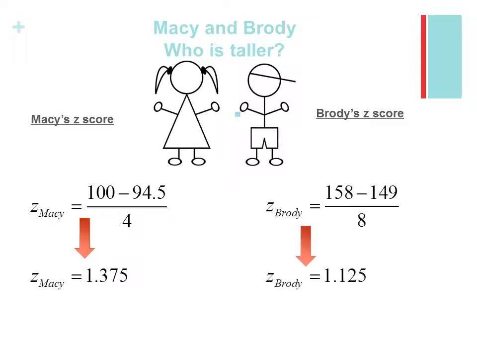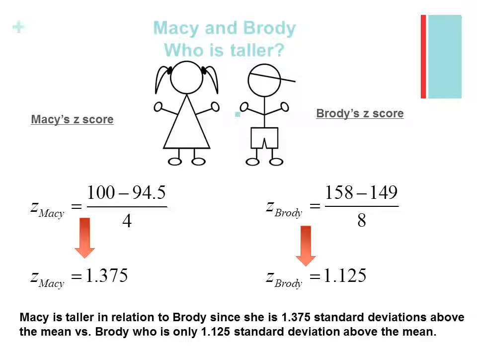Brody's z-score, okay, he was 158 centimeters, and we could have done this in inches. It wouldn't have mattered because in the end, it just ends up as the height minus the average height divided by the standard deviation. So 1.125 standard deviations. Who do you think's taller? Macy is taller in relation to Brody since she's 1.375 standard deviations above the mean versus Brody, who's only 1.125 standard deviations above the mean. So she's taller in relation to her peers than Brody is.